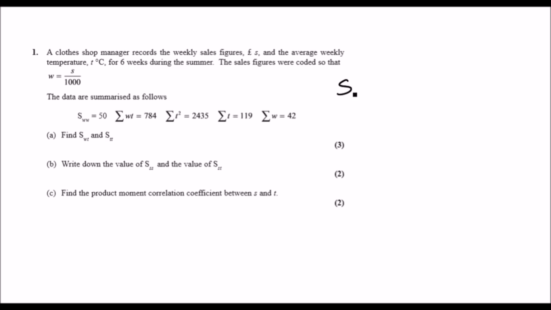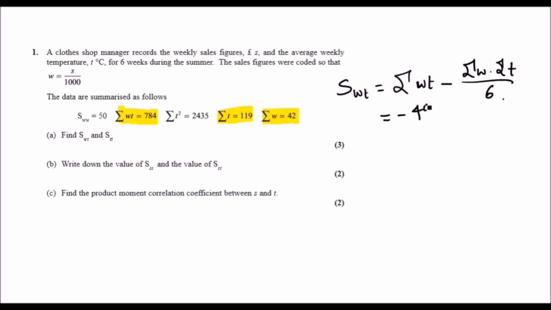So SWT, using just the standard formula, will be the sum of WT, like they want, minus the sum of W times the sum of T, all over the number of weeks, so over 6. Easy. You're just going to use this value here, this value here, and this value here. So plug that into the calculator and multiply them out. It's going to be 784 minus 42 times 119 over 6. And I got minus 49, so this equals minus 49.